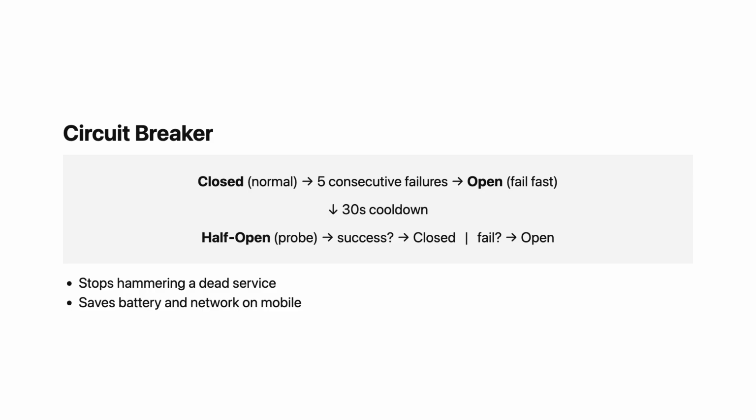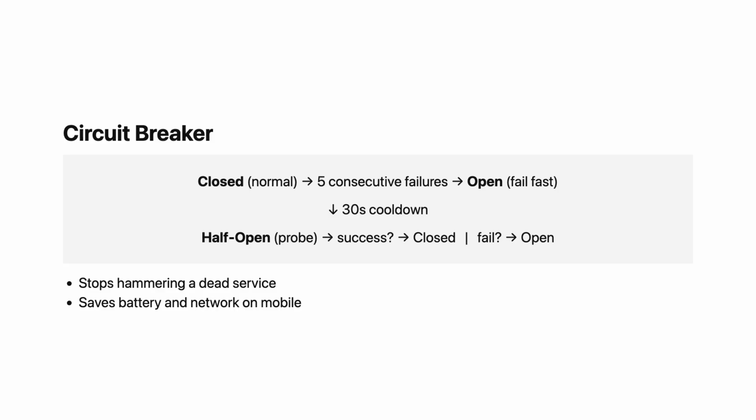Let me show you how to implement retries with OkHttp. You create an interceptor that wraps the chain.proceed call in a retry loop. The interceptor catches IOException, which covers network errors, and retries up to a maximum count. Between retries, it delays with exponential backoff and jitter. Here is the shape of the code.